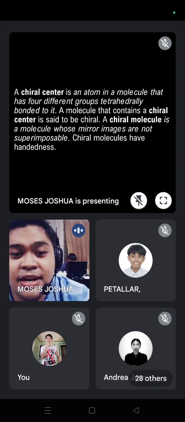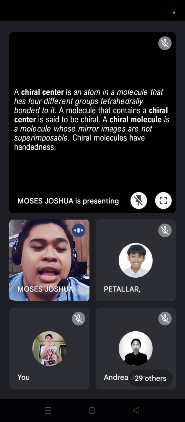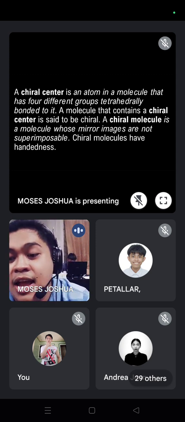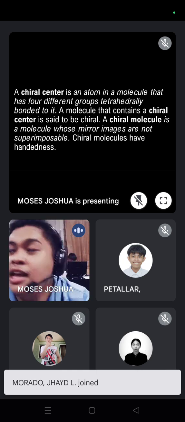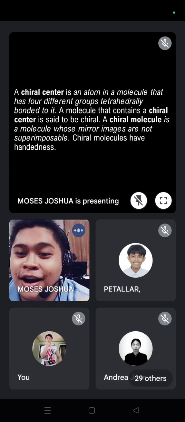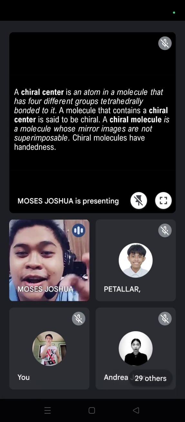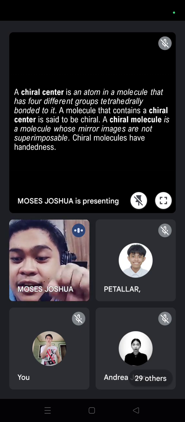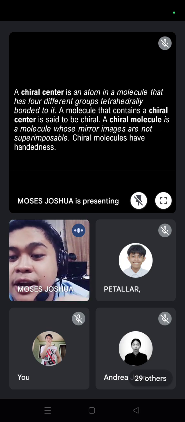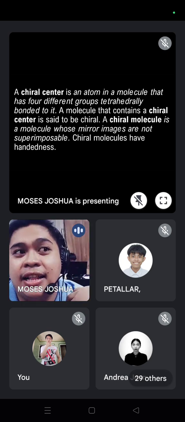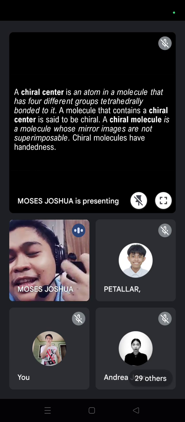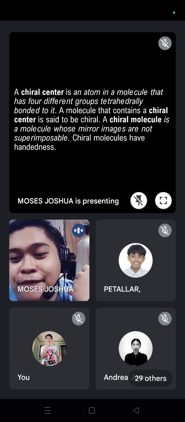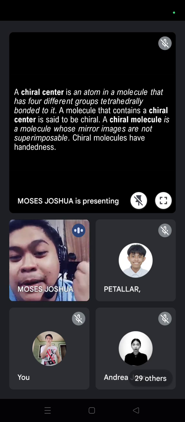A chiral center is an atom in a molecule that has 4 different groups tetrahedrally bonded to it. So again, tetrahedrally, so it has 4 bonded pairs. So naay upat ka gibond sa center. So again, our center is usually carbon because carbon is a tetravalent element. So it can share four electrons or 4 pairs of electrons.